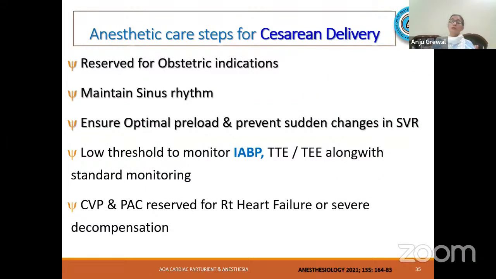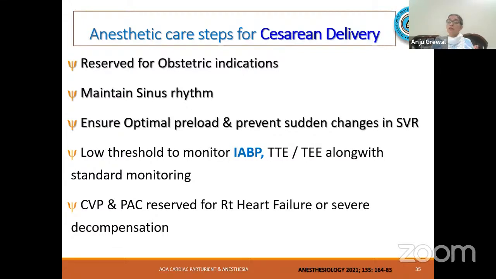Right? Now, this was for vaginal assisted delivery, and of course, we need a cardiac vaginal assisted delivery, where we can employ low outlet forceps and all of them. Now, if this mother needs to undergo a cesarean delivery, remember, cesarean delivery is reserved for obstetric indications primarily. The major hemodynamic goals are that we maintain sinus rhythm at all times. We need to ensure an optimal preload and prevent sudden changes in systemic vascular resistance.